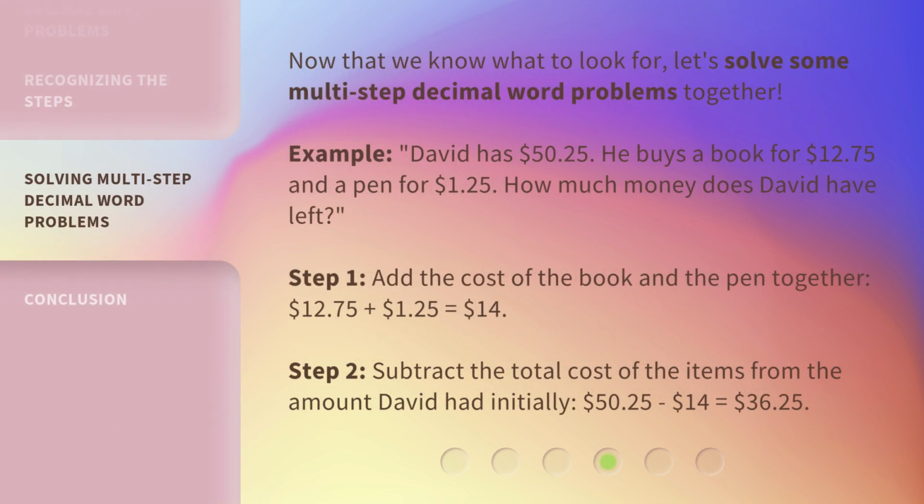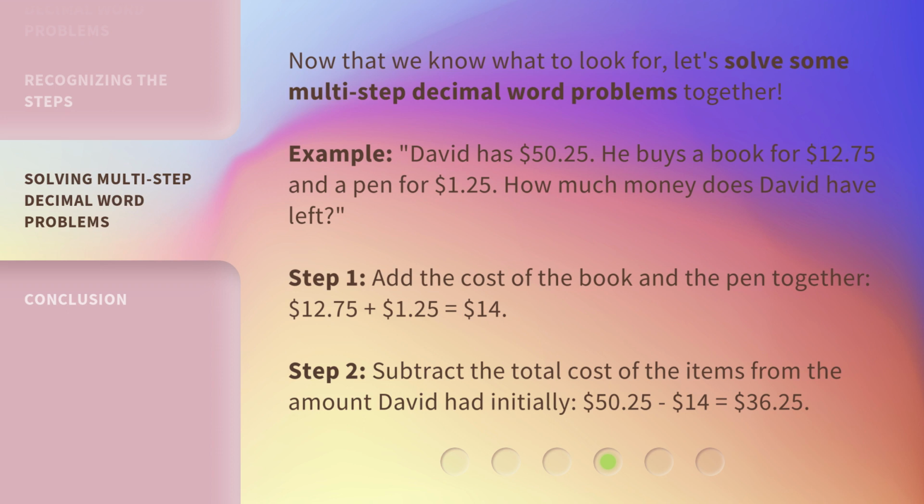Now that we know what to look for, let's solve some multi-step decimal word problems together. Example: David has $50.25. He buys a book for $12.75 and a pen for $1.25. How much money does David have left?